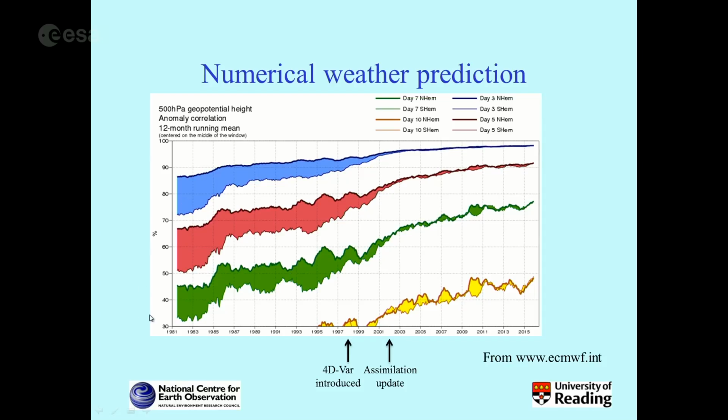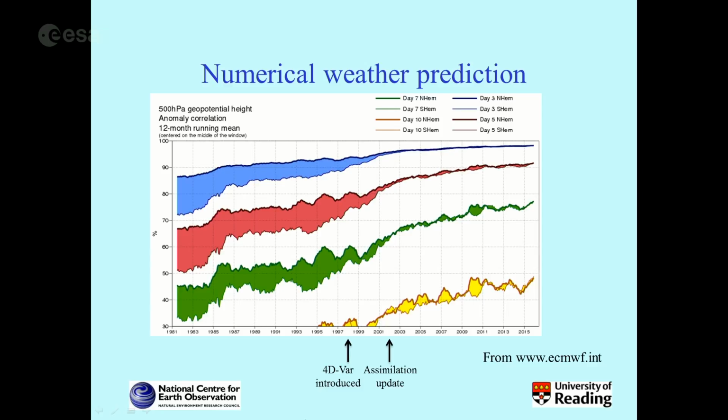You may have seen diagrams like this, or you may not. This is from ECMWF. It's a measure of the forecast skill score, for the 500 millibar height, going from 1981 to 2015. The blue line is a 3-day forecast, with the top line being the northern hemisphere and the bottom line the southern hemisphere. Then we have a 5-day forecast in red, a 7-day forecast in green, and a 10-day forecast in yellow. Apart from the forecasting accuracy increasing, you see that a 5-day forecast now has the same accuracy as a 3-day forecast had about 20 years ago.